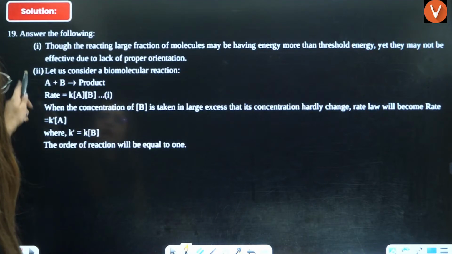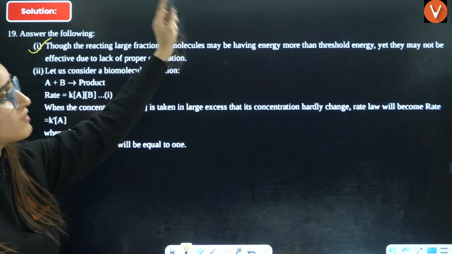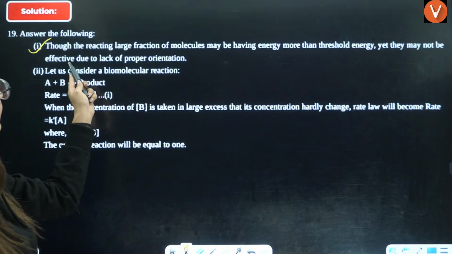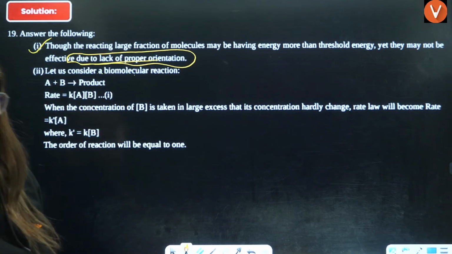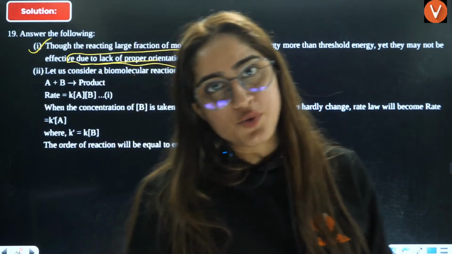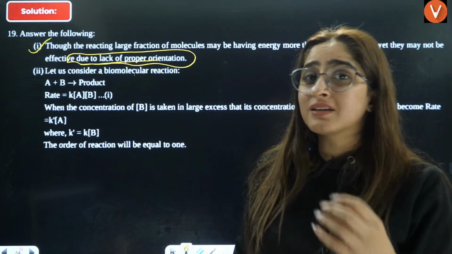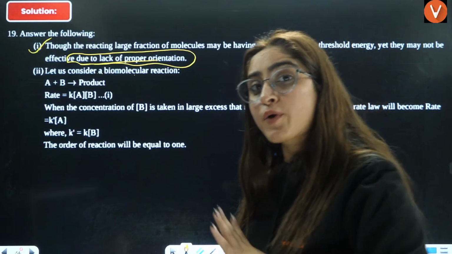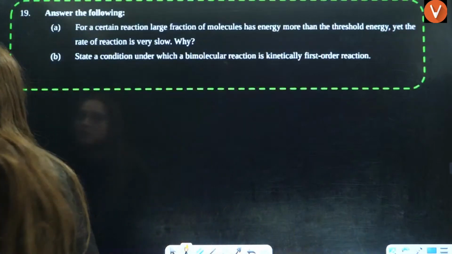So basically what will happen here is, though a large fraction of the reacting molecules may have energy more than this, yet they may not be able to react due to the lack of proper orientation, right? Because we have three factors: one is collision frequency, another is activation energy, and the third is proper orientation. If they don't have proper orientation, they will not be able to form the products.